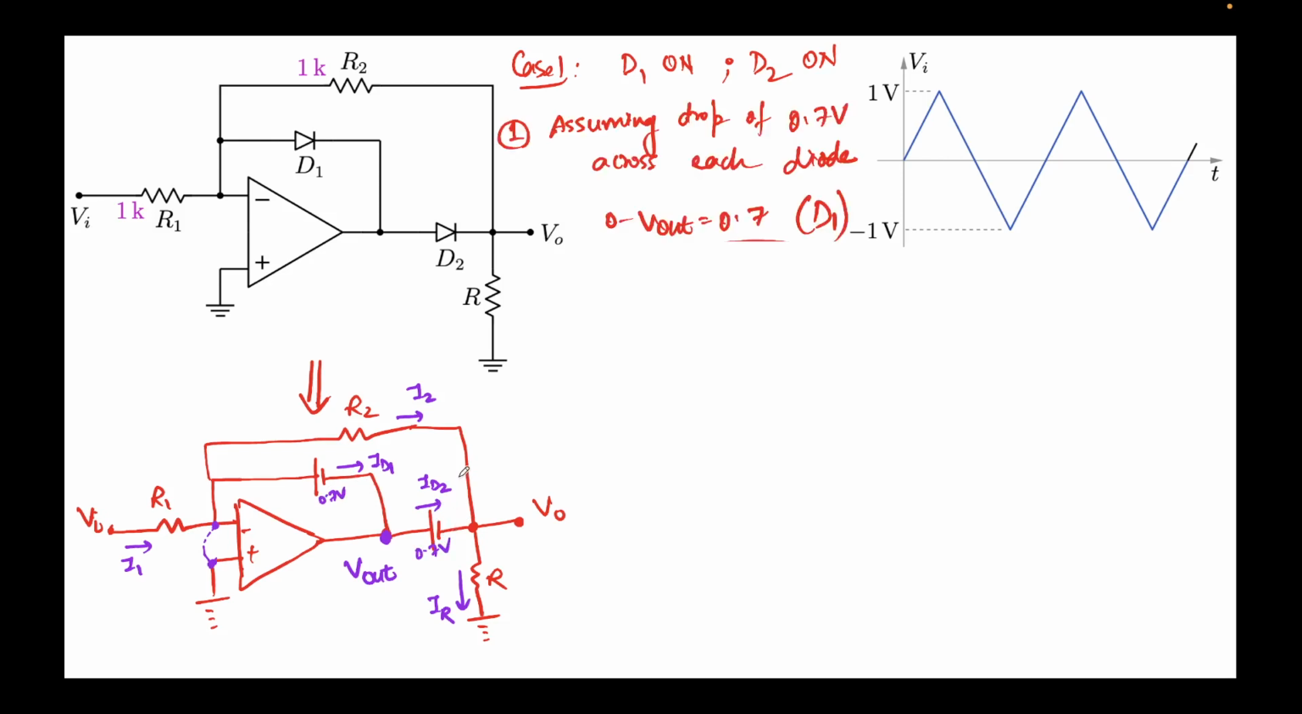So first, since I've assumed a voltage drop of 0.7 volts across each diode, if you carefully look across D1, this is the D1 diode, you can see here, I can write its positive terminal minus negative terminal should be equal to 0.7.